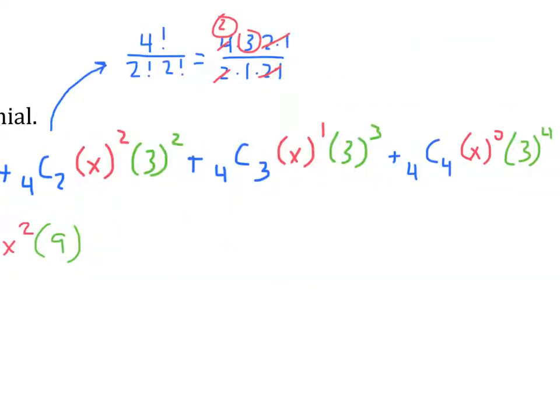Now 4c3, this is where it starts to repeat, so now we're going down. 4c3 is back down to 4. X to the 1 is x, and 3 cubed is 27. 4c4 is just a 1, and x to the 0th power is also 1, and 3 to the 4th power is 81.